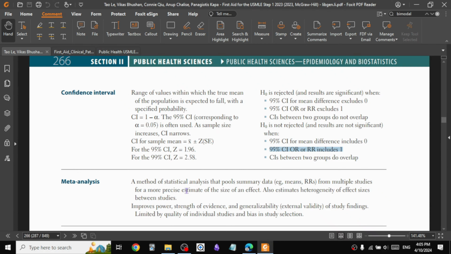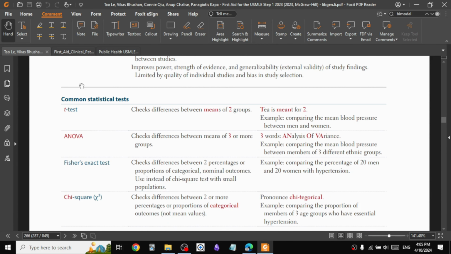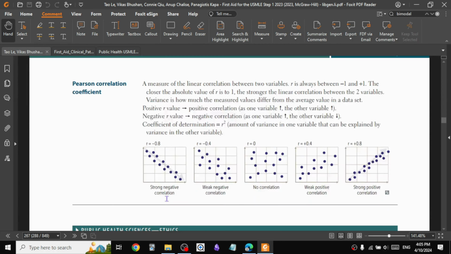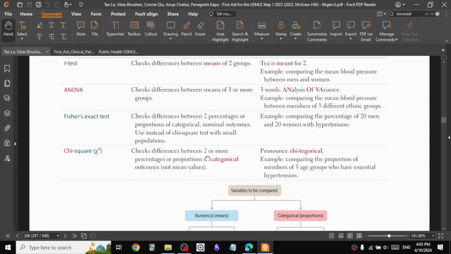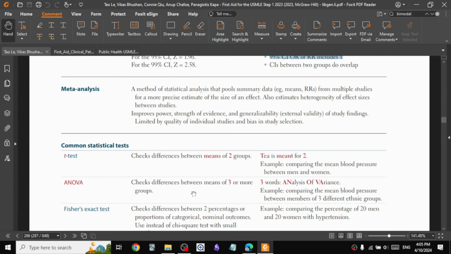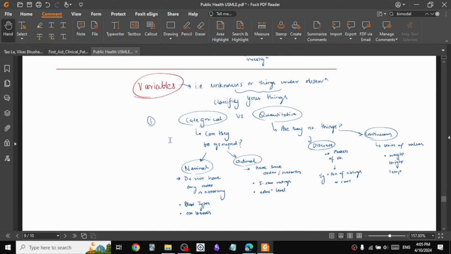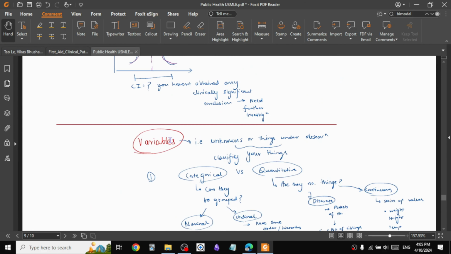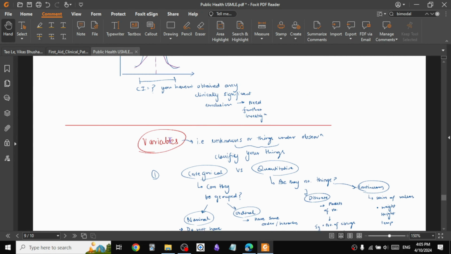Now I'm sure a lot of people get confused on these things, because I used to as well, right? This common statistical test will be our last thing. And before I go into this, what we have to talk about are variables.